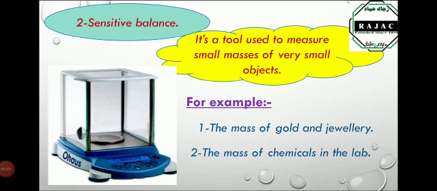Of course, scientists do their experiments in the lab. They need to determine the mass of chemicals, so they use the sensitive balance to determine the mass of chemicals. Okay guys, so the common balance for big masses, but the sensitive balance for very small masses.